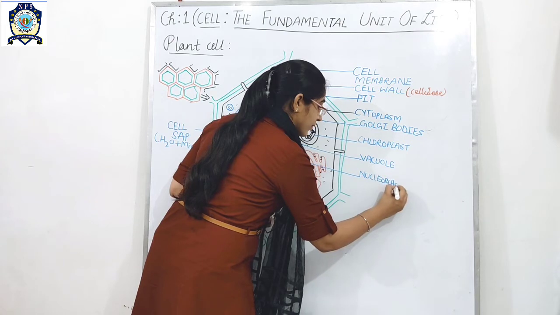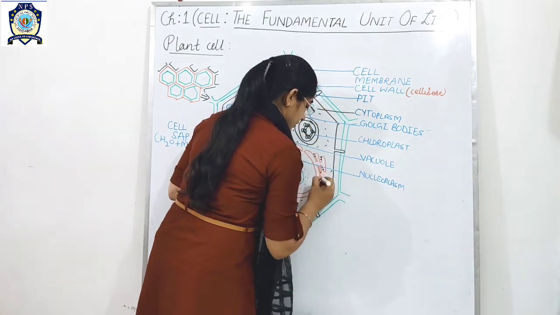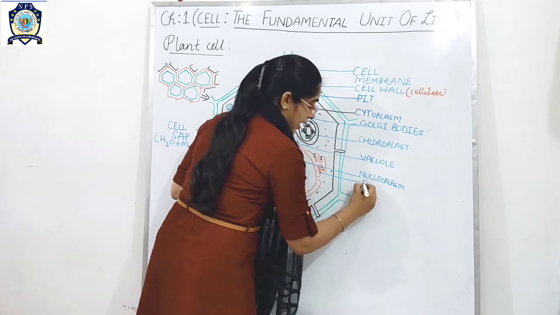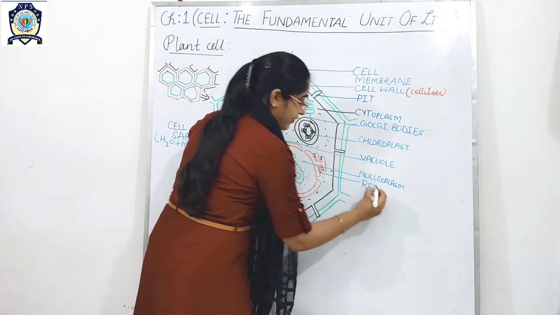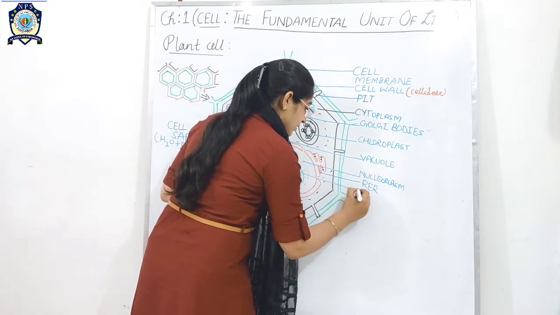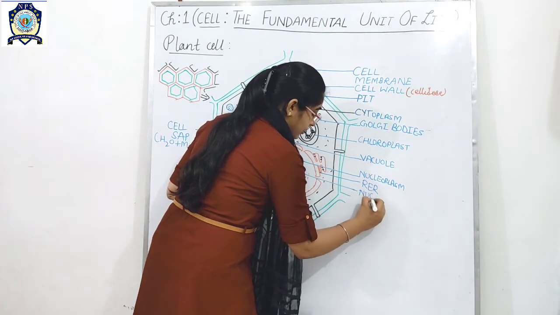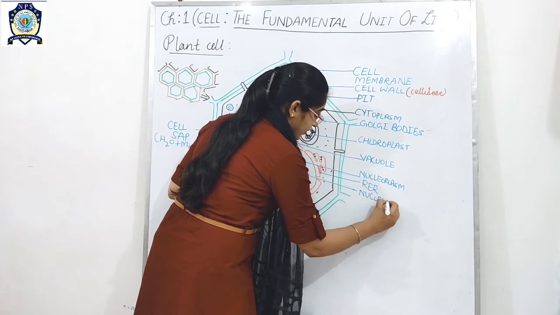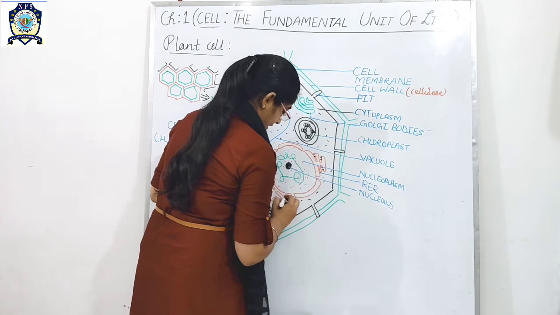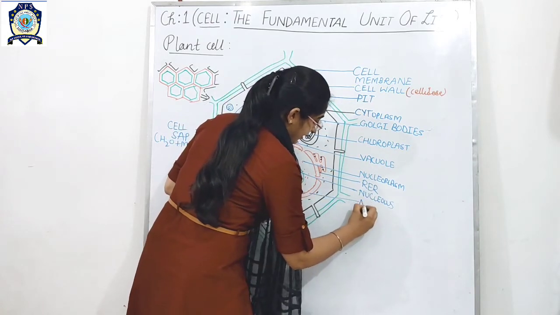Nucleoplasm. This one is RER, you know very well, rough endoplasmic reticulum. This one is the nucleolus. This one is the nuclear membrane.